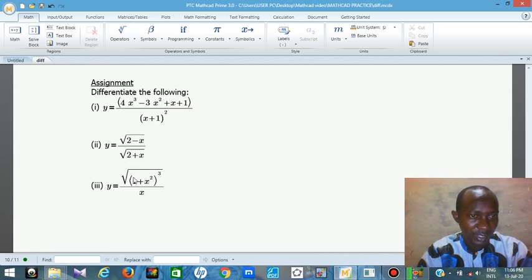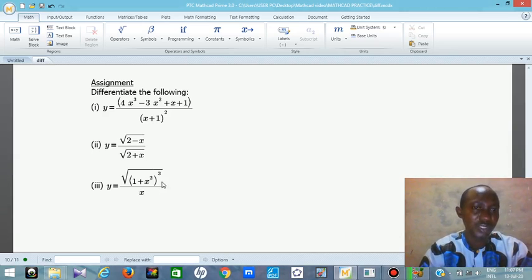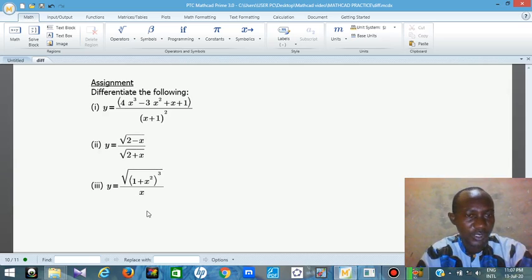There is also inside the square root a bracket again, 1 plus x squared raised to power 3. So don't forget to remove this square root, change it to index 1 over 2, so that this bracket will now be raised to power 3 over 2 before you start your differentiation. Then use your function of a function. Just do it well. It's not a difficult question, and you will get the correct answer.